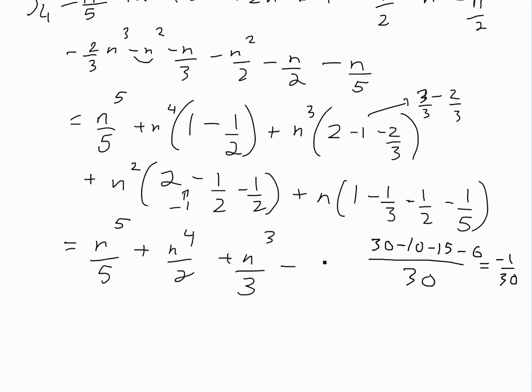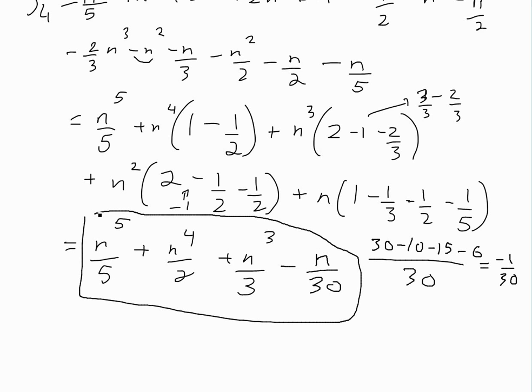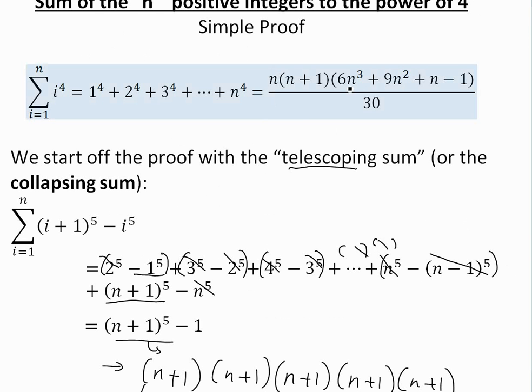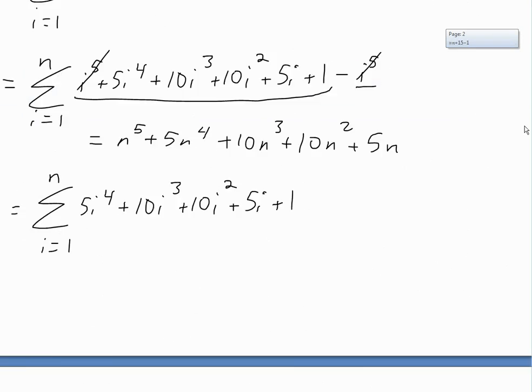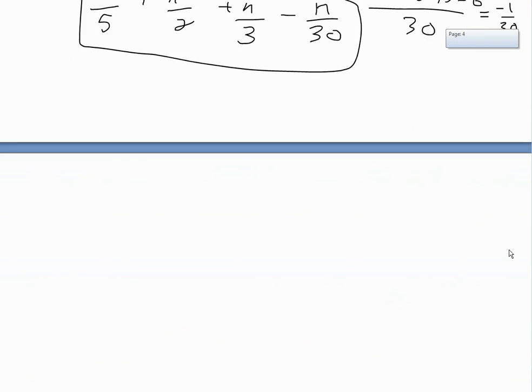So then our final answer is going to be, oh, there's an n here, so n over 30. So this is the final answer right here, except that the initial proof up top is a bit different. This one right here is a bit different than ours, but if you expand this out, you'll get the exact same answer.